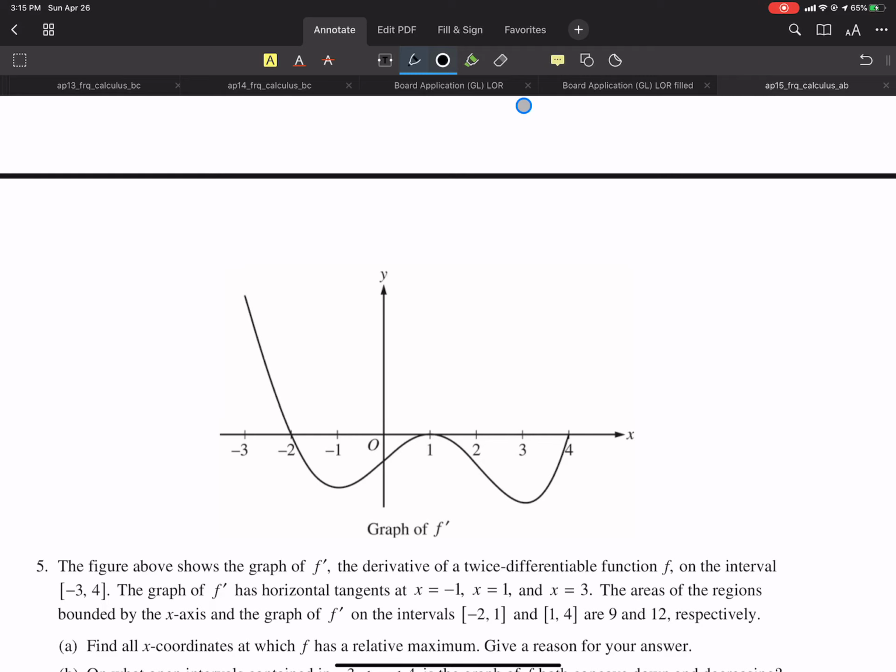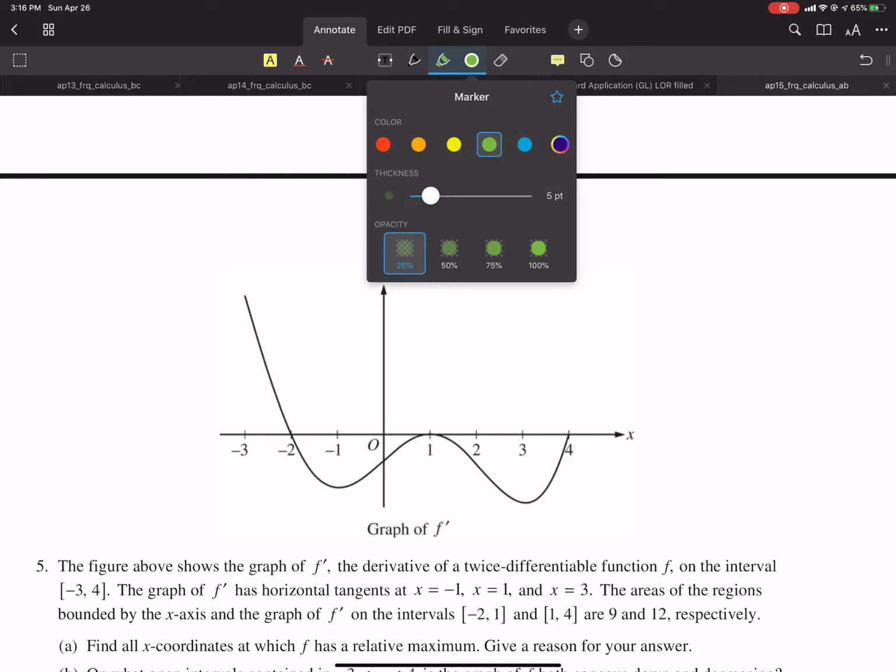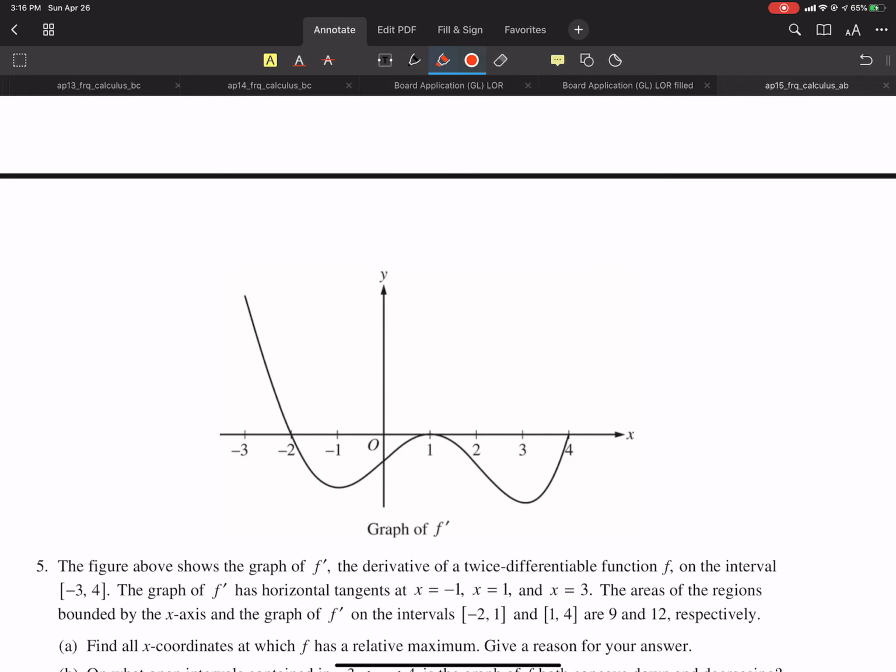Welcome back, everybody. This is 2015 Calculus AB number 5. It's going to be a graphical analysis. And note, we have the derivative of f. F is twice differentiable, so f prime and f double prime both exist. We have horizontal tangents at these 3 points.